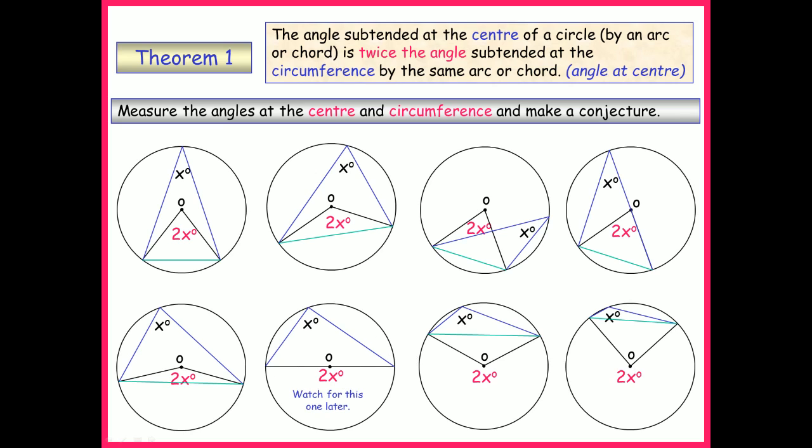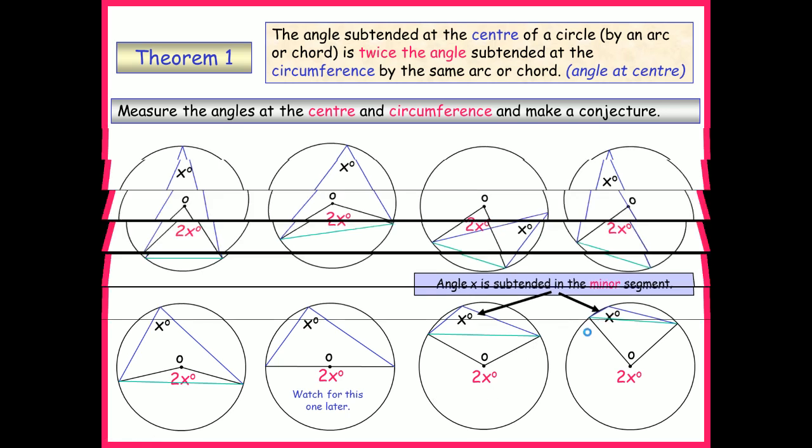Watch this one for later. It marks this one, right? Where it's a semicircle, and we'll come to it in a second. As it's pointed out in these ones, in these cases they're all minor segments, but this one's a major segment, and angle X is subtended in a minor segment up there.